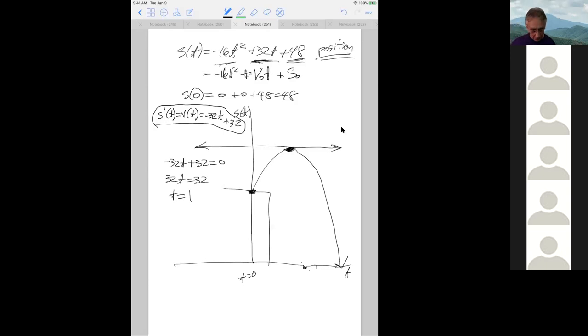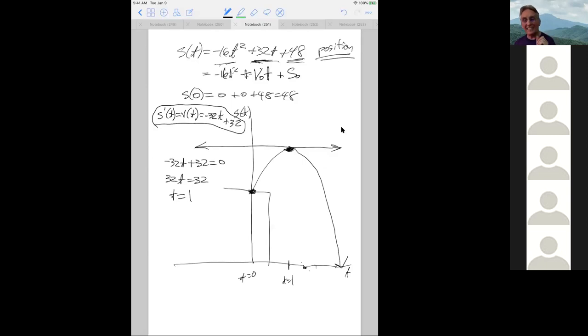I picked numbers that worked wonderfully, so it's an integer. Typically, it's not exact like that. But at 1 second, this was 0 on top of the building. At 1, we reached the peak. A question I will be asking you on the test is, how long will it take to reach the peak? Take the derivative, set it equal to 0.